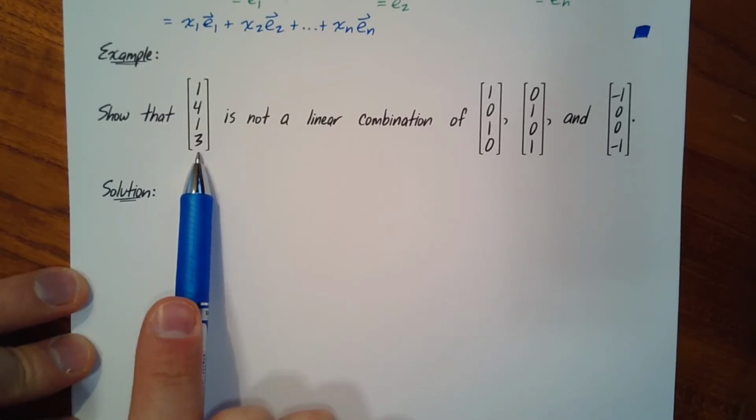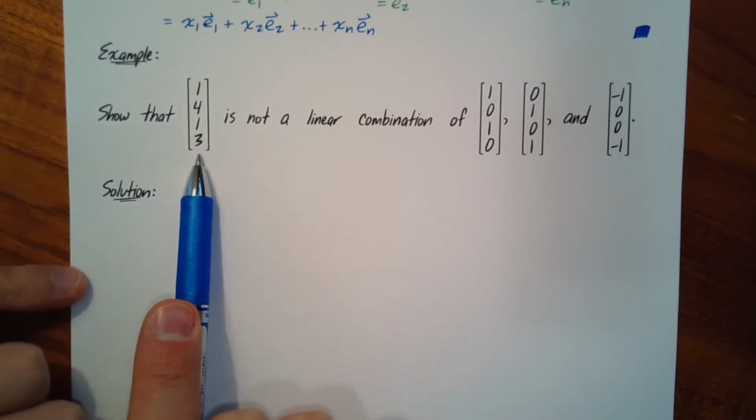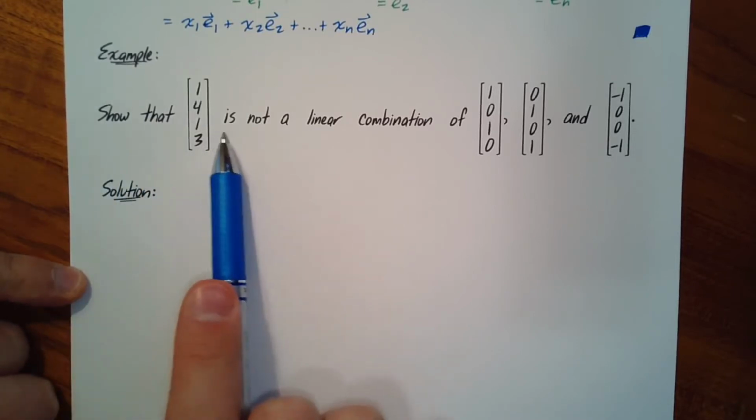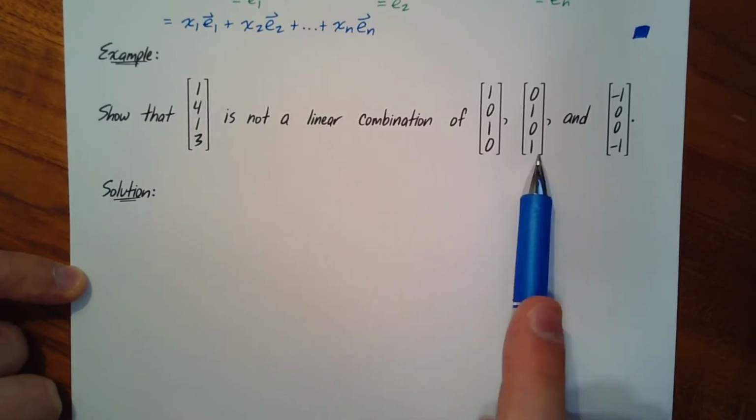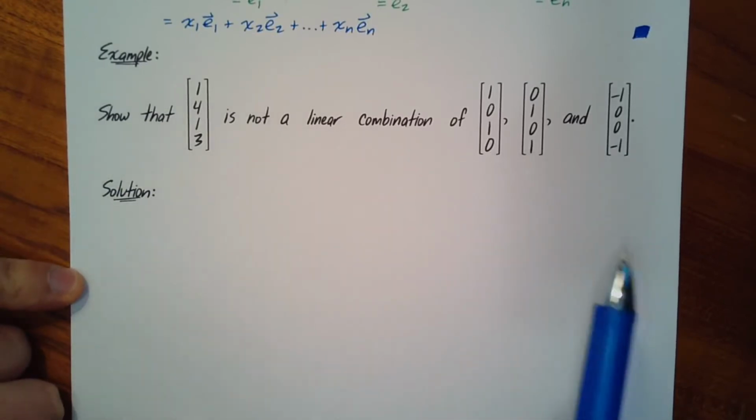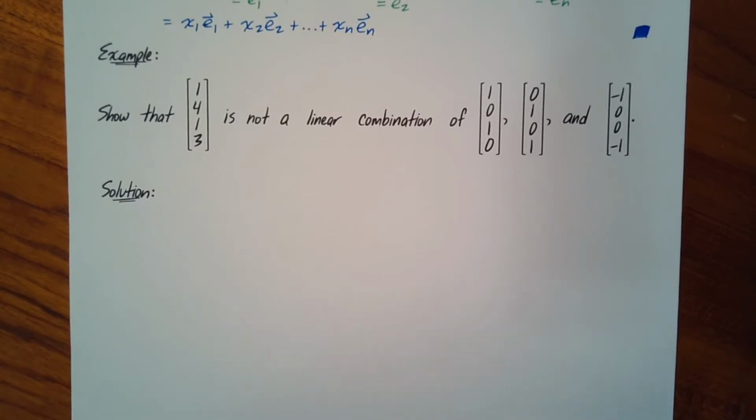It's written as a column matrix, but it's still a column vector. So show that this vector is not a linear combination of these 3 vectors that we've got over here. So, well, how would you do that?